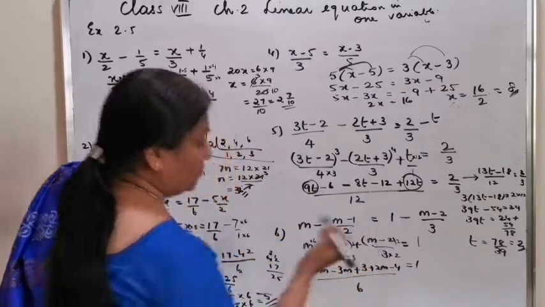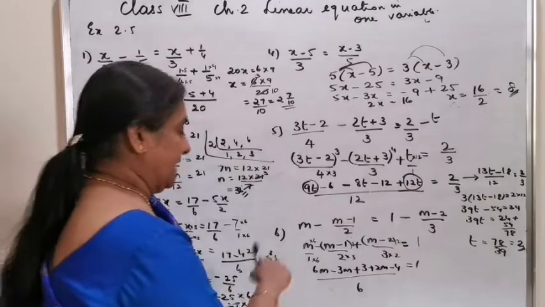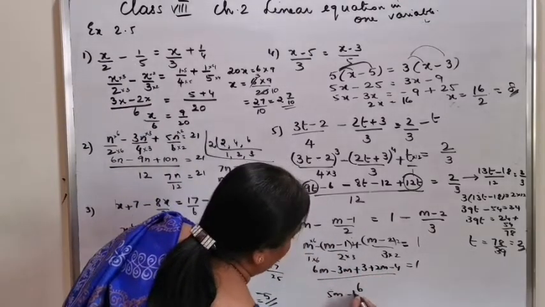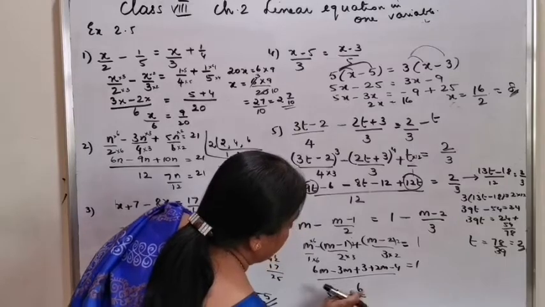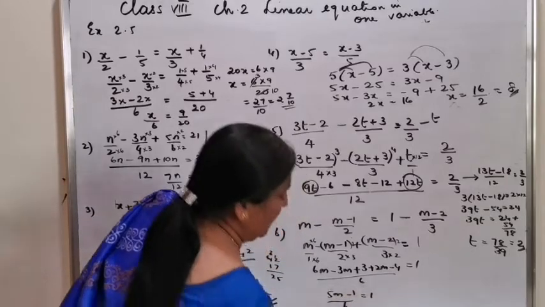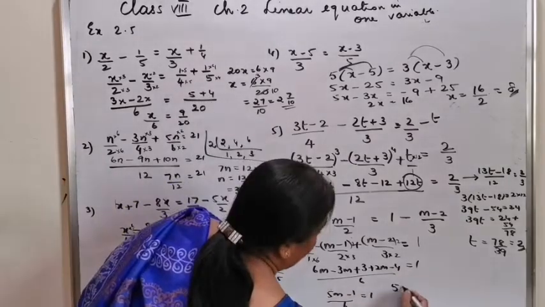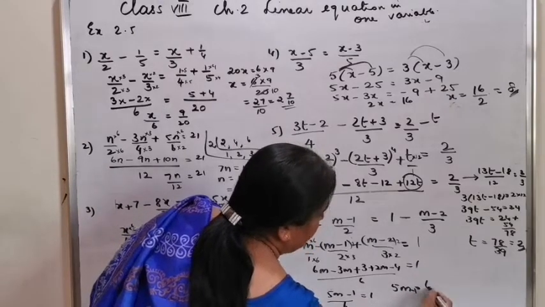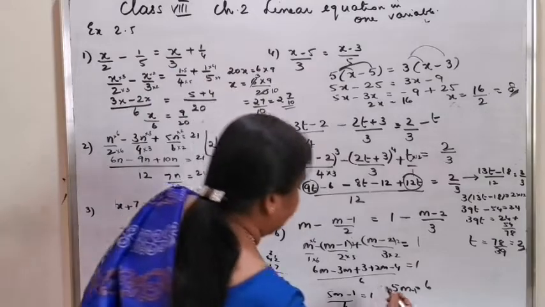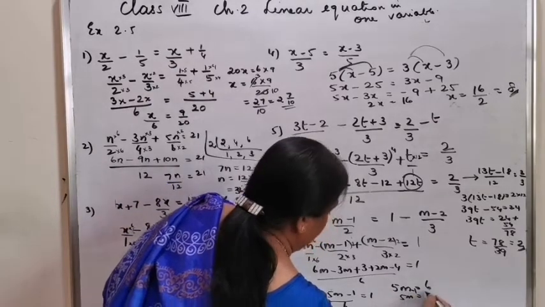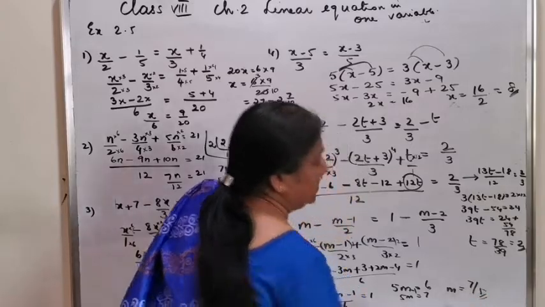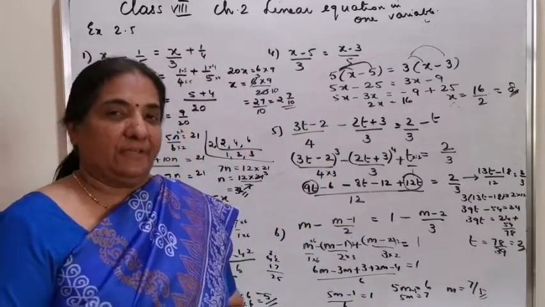6 plus 2, 8. 8 minus 3, 5. 5m. 3 minus 4 minus 1 by 6 is equal to 1. 5m minus 1 is equal to 6. 5m is equal to 6 plus 1, 7, or m is equal to 7 by 5.